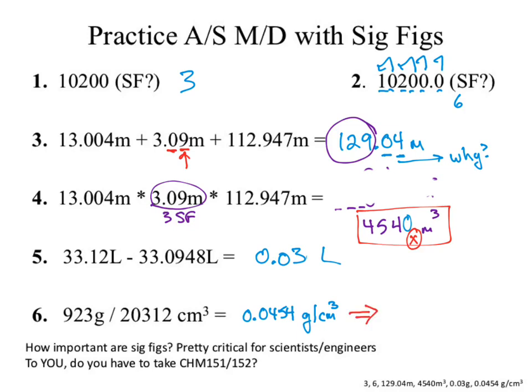I would argue a better way to write this, 0.0454 grams over centimeter cubed. What number is showing up in front of centimeters cubed? 1. A magic 1. This is a much better way to write it than what's written in blue.